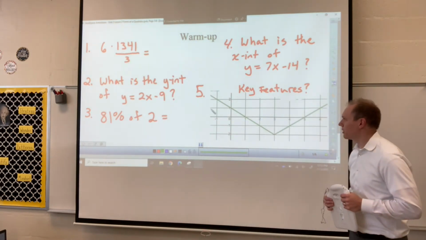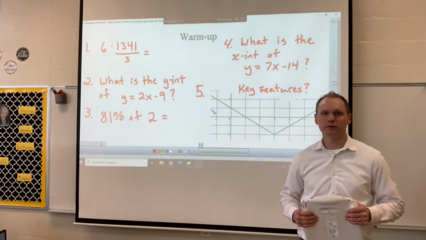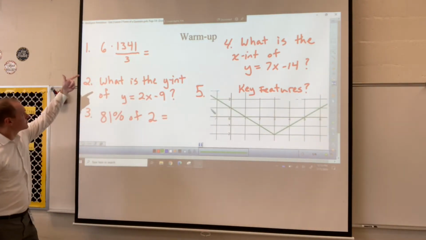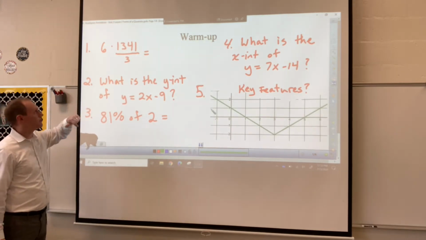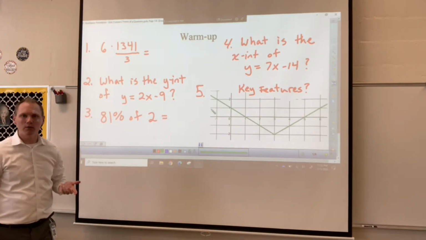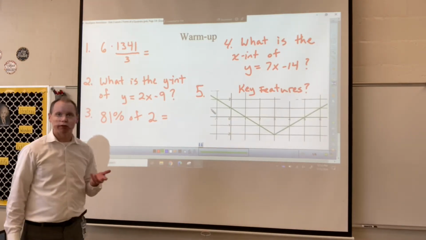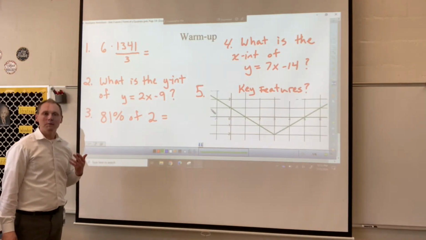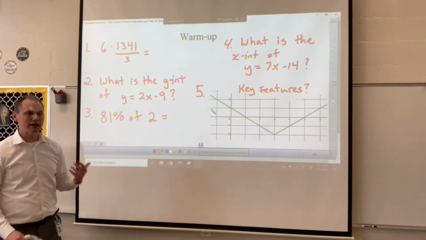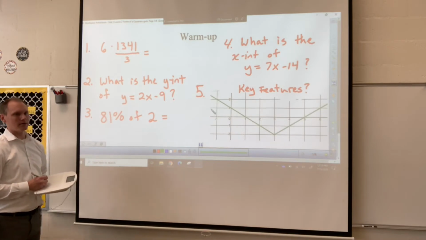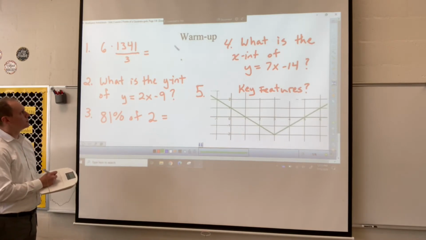We've got these 5 problems here for you, so take a second and do those. Okay, so number 1 here, we have 6 times 1,341 divided by 3. If you look at it right away, you might think it's pretty difficult because you're trying to divide 1341 by 3 and then trying to figure it out from there. But one thing we have a choice of doing is actually dividing by the 3 first and then multiplying by 1341.